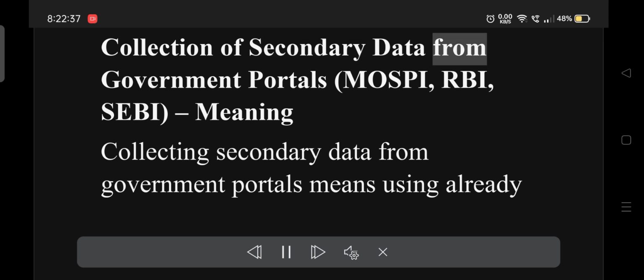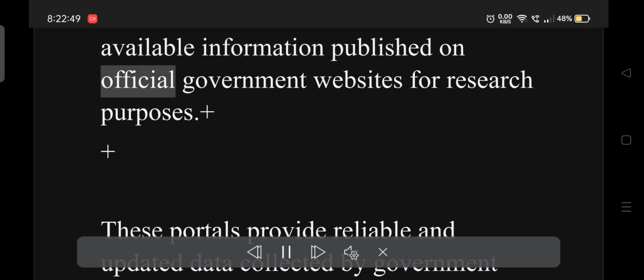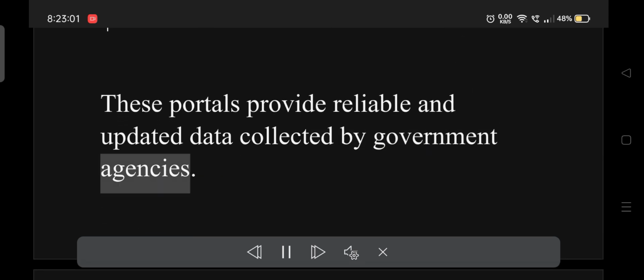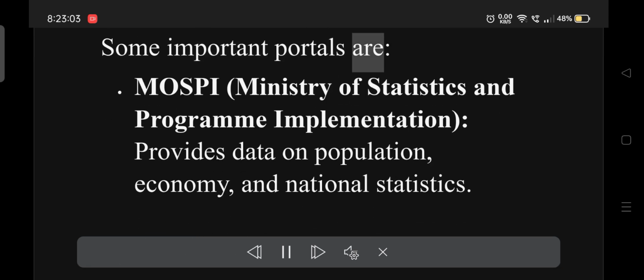Collection of secondary data from government portals, MOSPI, RBI, SEBI, meaning. Collecting secondary data from government portals means using already available information published on official government websites for research purposes. These portals provide reliable and updated data collected by government agencies. Some important portals are MOSPI, Ministry of Statistics and Program Implementation, provides data on population, economy, and national statistics.